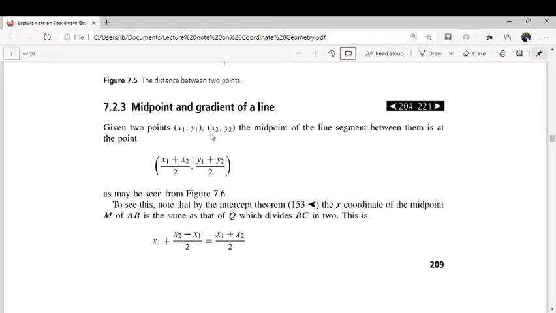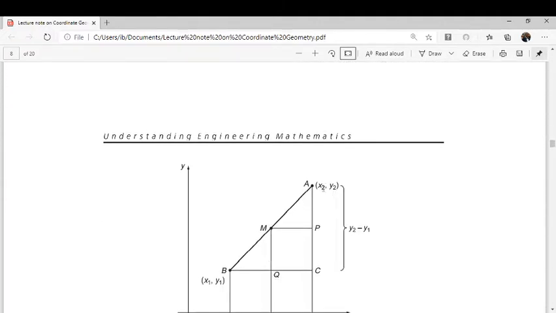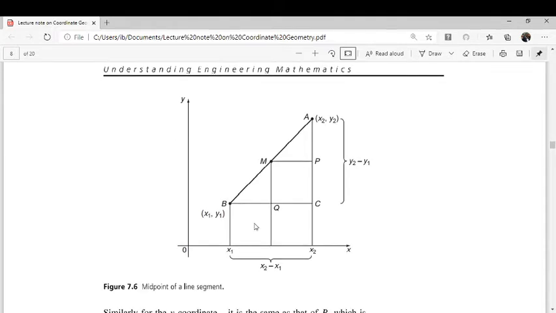Now to get a midpoint, come back to a line. This is A, you have line A to B. These two points, A and B. The midpoint is M. And how do I know the coordinate of M? I already know the coordinate of my B, that is x1, y1.